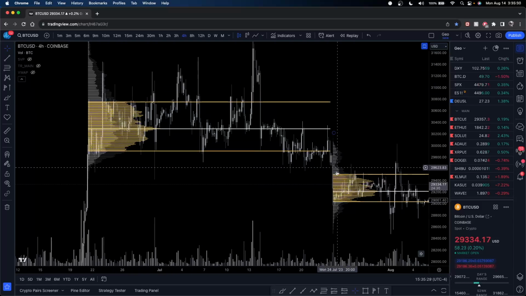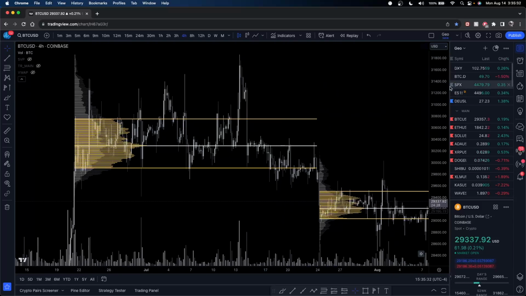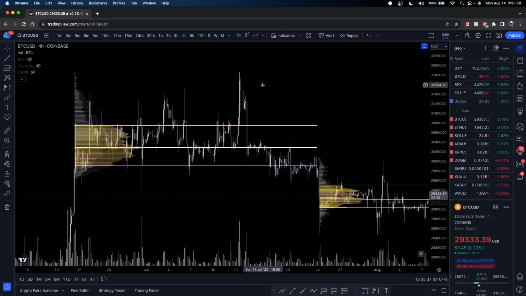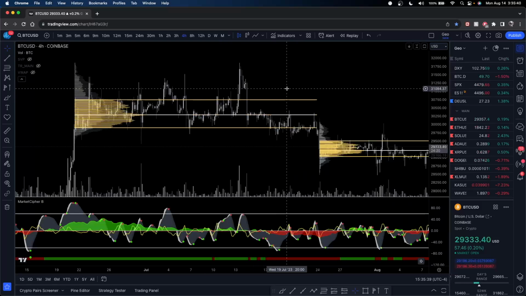When you're below value area low, you shouldn't be shorting. You should always expect price to come back in. Unless, of course, Market Cipher is showing you something extremely different, but you should not be doing that in good practice, okay? And if you are, make sure you're managing your risk accordingly.